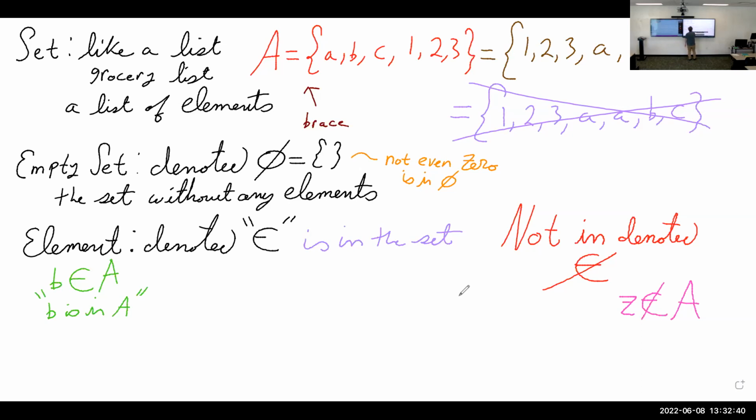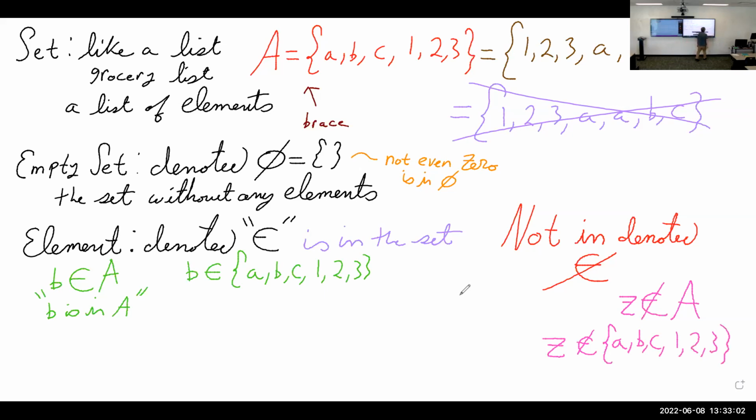Here we have B is in the set A, B, C, 1, 2, 3. And we have Z is not in A, B, C, 1, 2, 3. We'll see that a lot. Is in, is not in. Those are important.